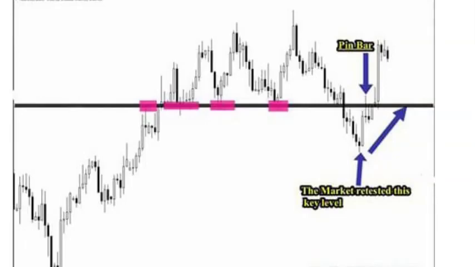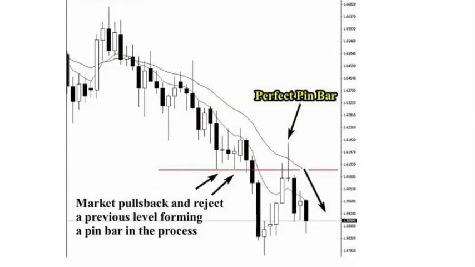However, instead of taking another 5 days or more to go back to this level, the market retested it in less than 48 hours. And the price action was telling us that there was significant demand below this key level. This is a great example of a pin bar that forms after price broke through support and then retested it from the other side as a resistance.